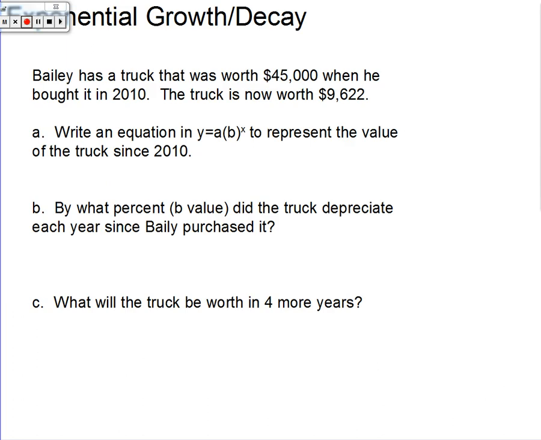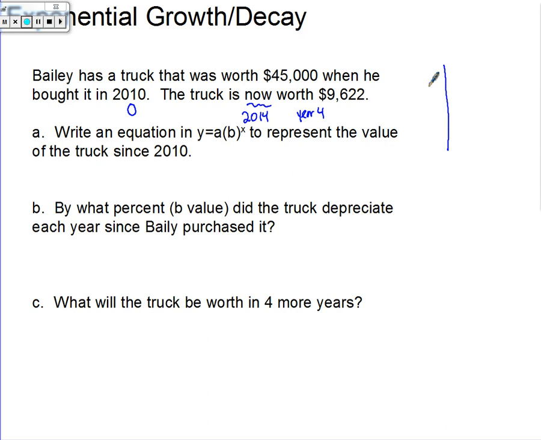Exponential growth and decay. So Bailey has a truck that was worth $45,000 when he bought it in 2010. The truck is now worth $9,622. Write an equation in y equals a times b to the x to represent the value of the truck since 2010. There's a couple ways to go about this. Some of you I know will probably use a calculator. So if this is year 0 and now is 2014, which will be year 4.